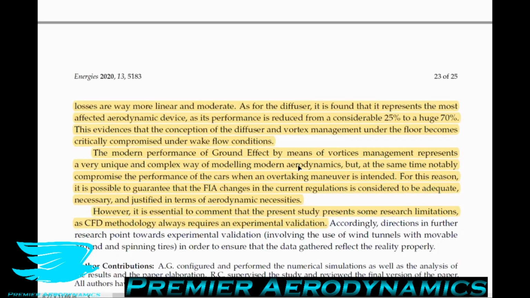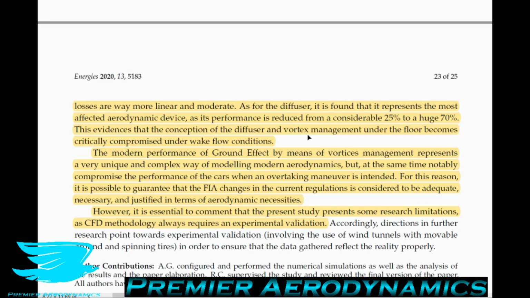As for the diffuser, it is found that it represents the most affected aerodynamic device, and its performance is reduced from 25% even up to 70%. This evidences that the concept of the diffuser and vortex management under the floor becomes critically compromised under wake flow conditions. The modern performance of ground effect by means of vortex management represents a very unique and complex way of modeling modern aerodynamics, but at the same time, noticeably compromises the performance of the cars when an overtaking maneuver is intended. So in other words, the cars as they are set up are very fiddly.